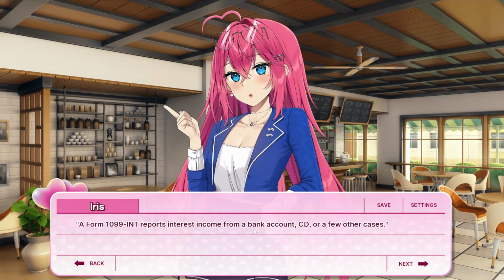I don't think it's even $1 a year. To be fair, I don't keep that much money in my bank because sometimes you want to withdraw it or whatever. But what the fuck? I mean, UK taxation's like that as well. CD or a few other cases. What's CD? Okay. In general, if you have any of these types of income, you'll receive an appropriate form.